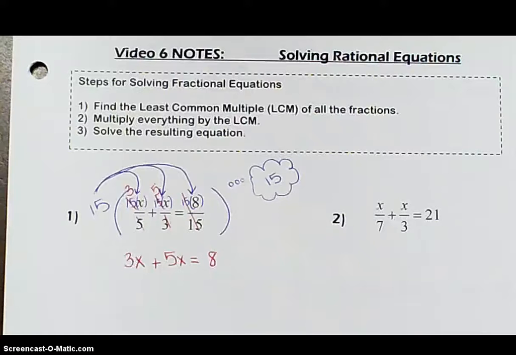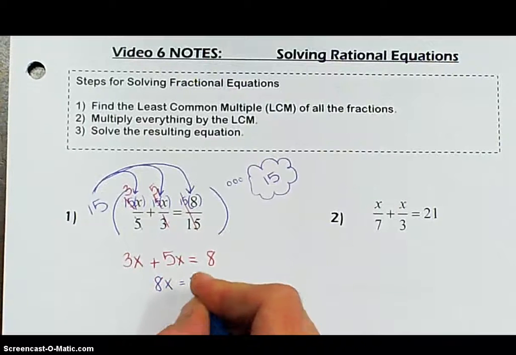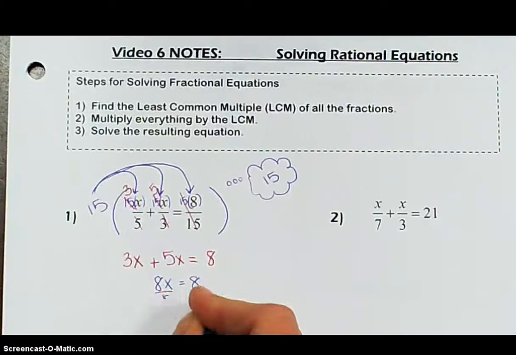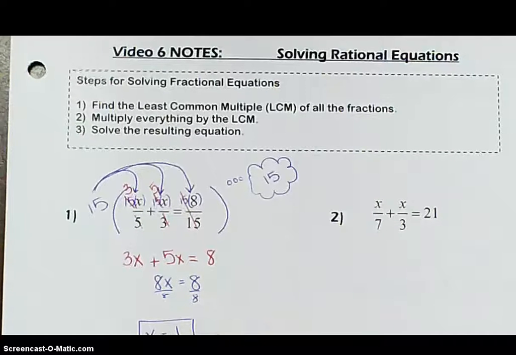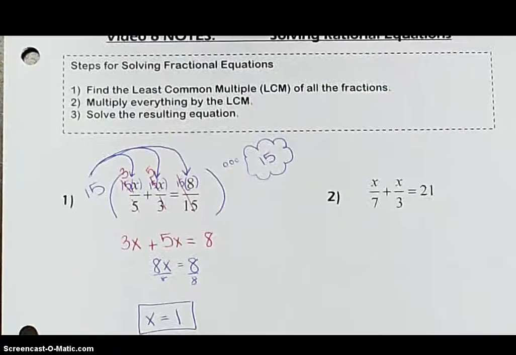Now we get to solve this regularly. Just solve this equation: 3x plus 5x is 8x equals 8. Then we divide everything by 8, so x is equal to 1. Now we have our final answer: x equals 1. All right, let's try this again.